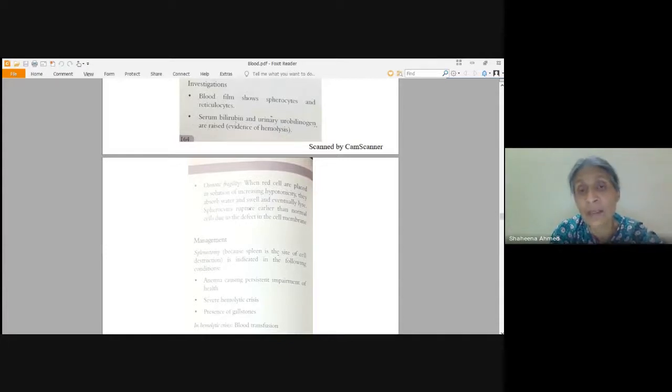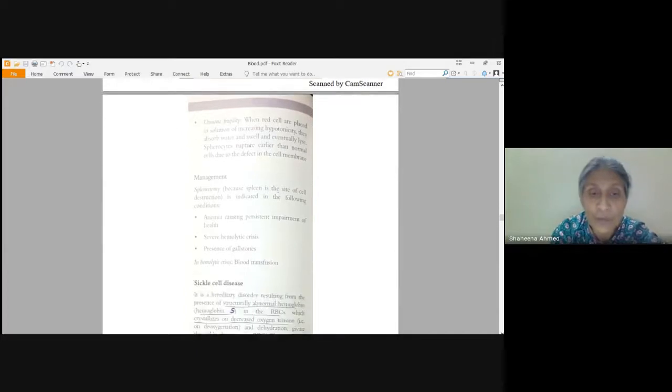Serum bilirubin and urobilinogen are going to be raised. Then you do the osmotic fragility test.